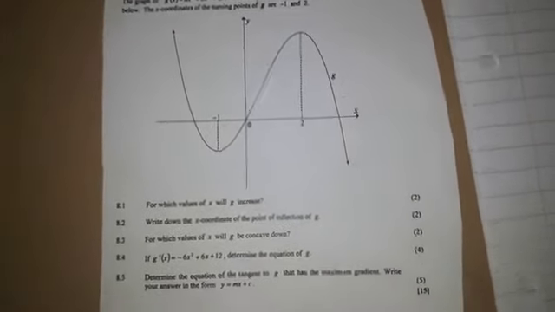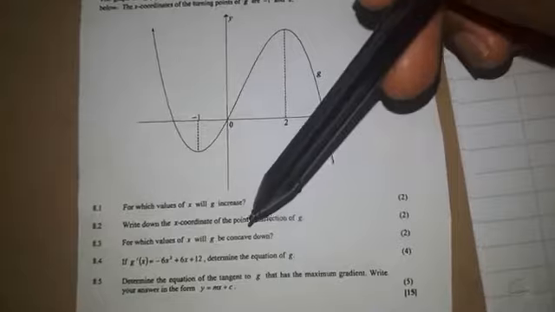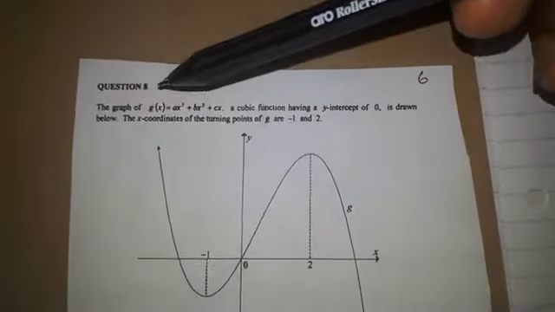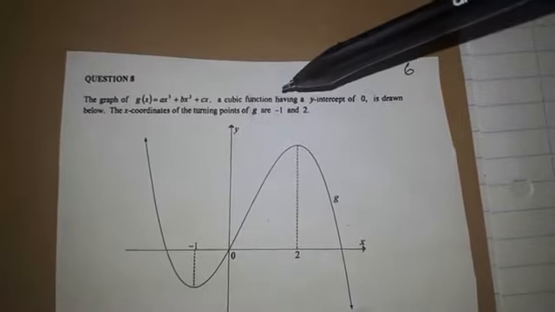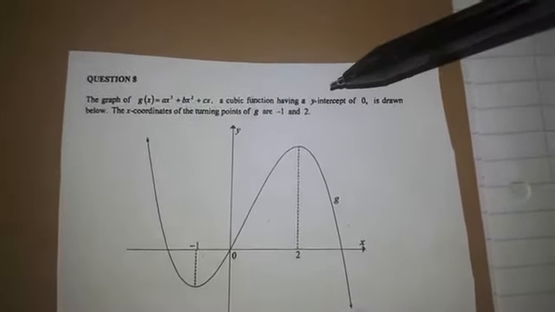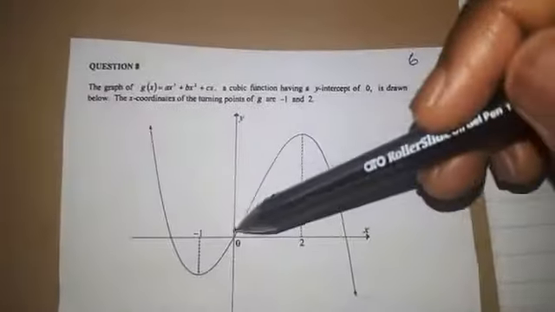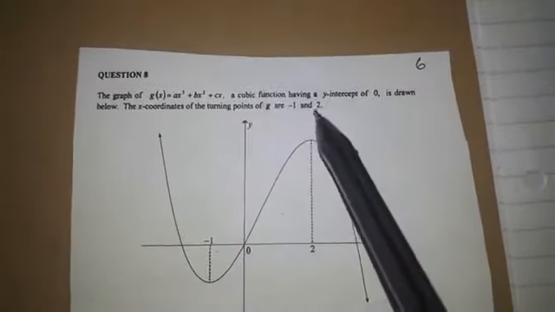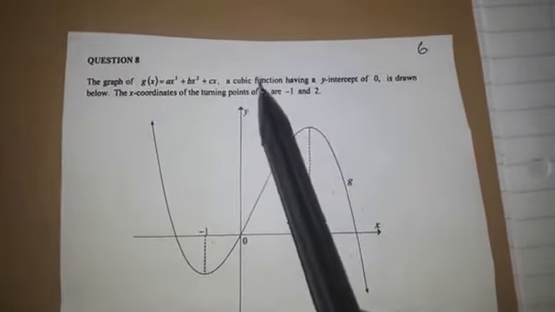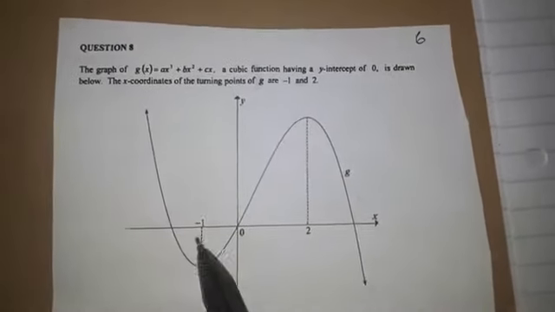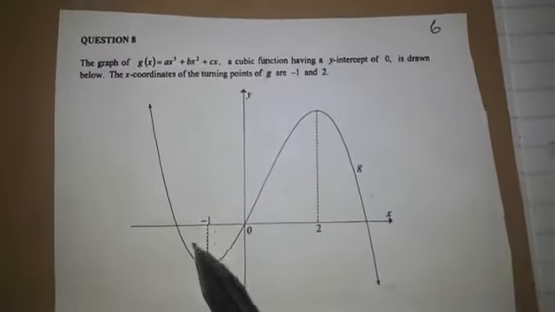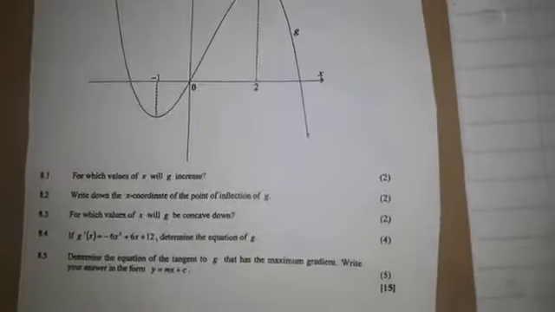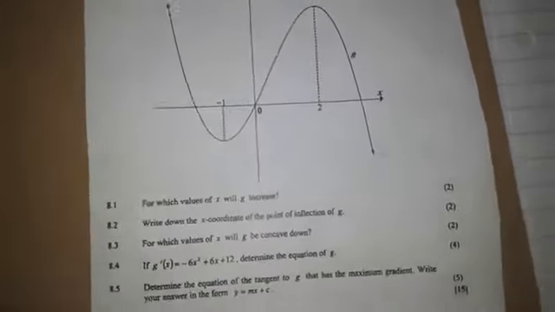Wow, this question is so standard, like your increase, point of inflection. Anyways, it says the graph of g of x is this thing. It is a cubic function having y-intercept at 0, and then it is drawn below. Then it says the x values of the turning points of g are at -1 and +2. So yeah, this is the most basic cubic functions question I've seen in a long time.